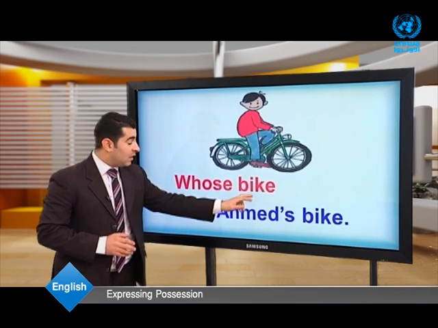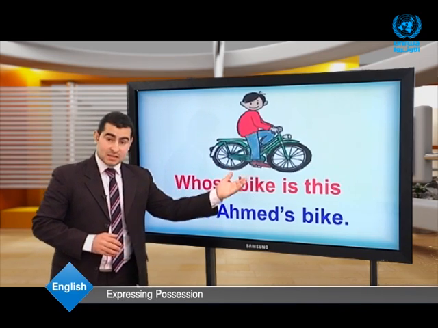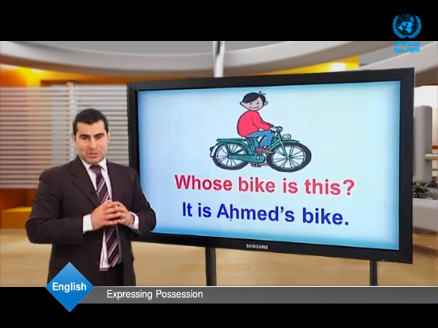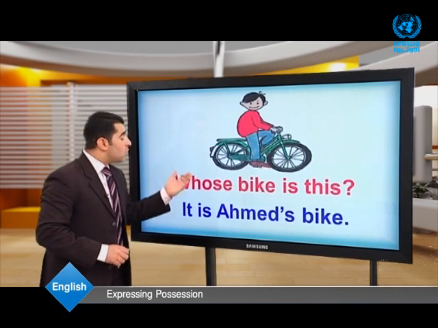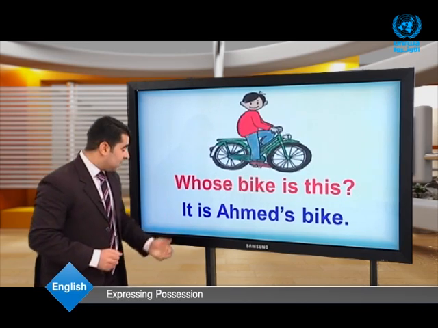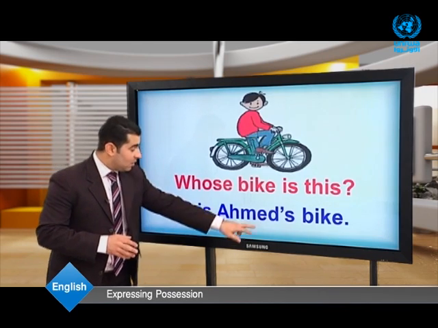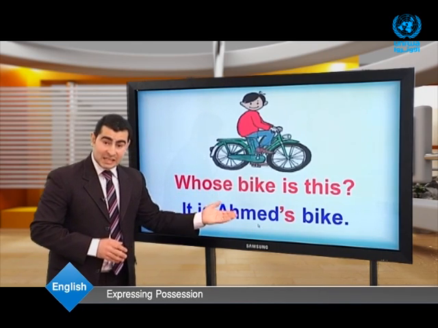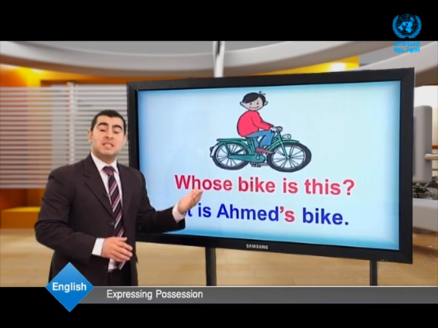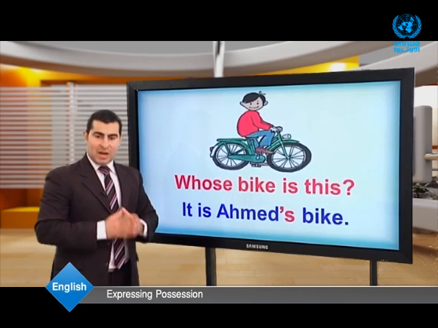Whose bike? And then the rest of the question, which is this. Whose bike is this? And don't forget, dear students, the question mark at the end of this question. So it becomes, whose bike is this? The answer is, it is Ahmed's bike. And look, we have an apostrophe plus S. Why? Excellent, because Ahmed is the owner of the bike, or because the bike belongs to Ahmed.